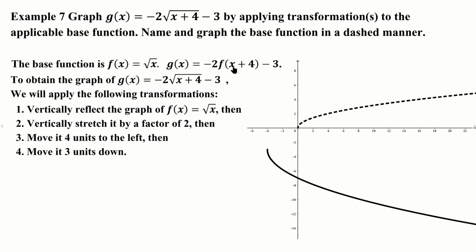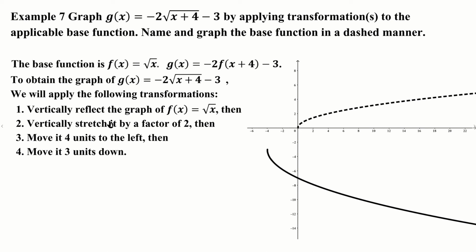So we know that to get the graph of f of x plus 4 from the graph of f of x, we have to move it 4 units to the left, right? And then because of this minus 3, we're going to move it 3 units down, right? And because of the 2, we're going to vertically stretch by a factor of 2. And because of the negative there, we're going to have to reflect with respect to the x-axis, okay? So there's several things going on here.